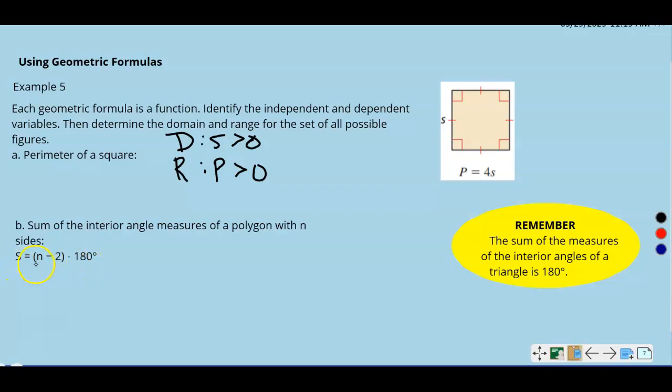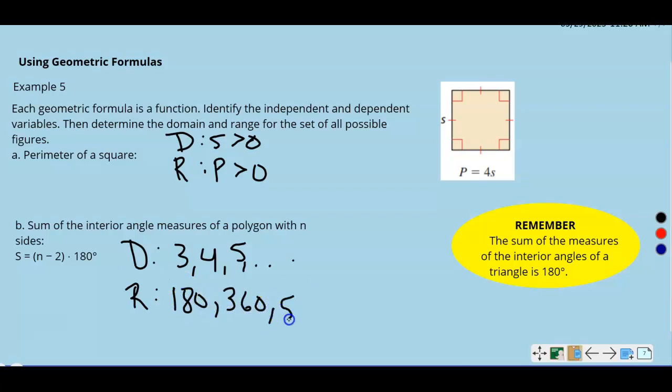So n would be your independent variable, the number of sides. S is your dependent variable. All right, so your domain would be the whole numbers 3 or greater. And your range would be multiples of 180. So 180, 360, 540, etc.